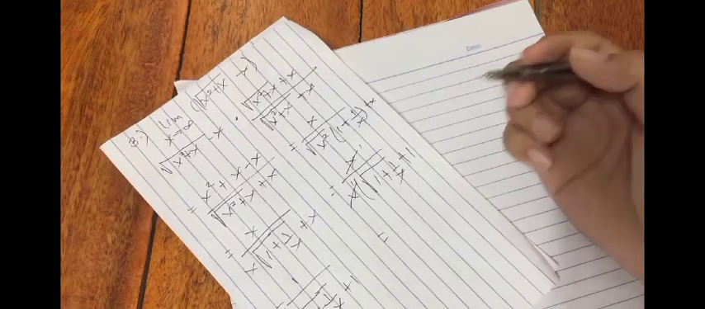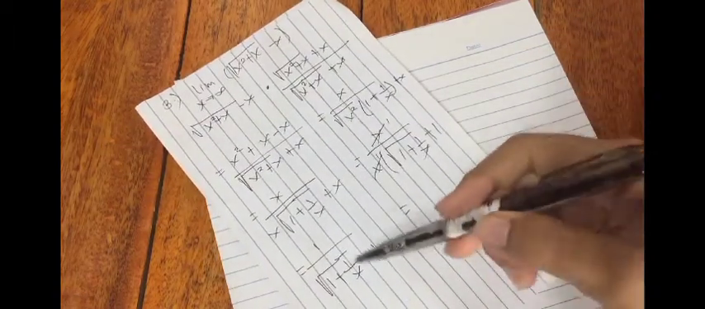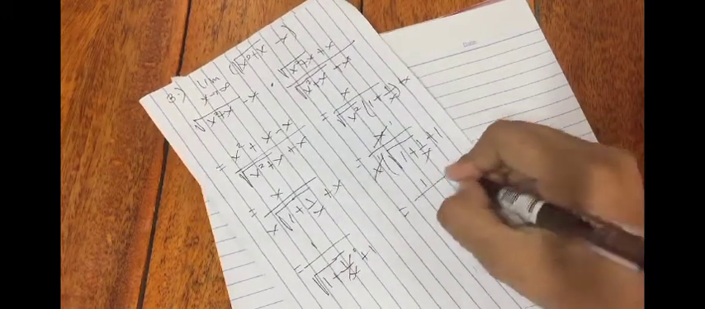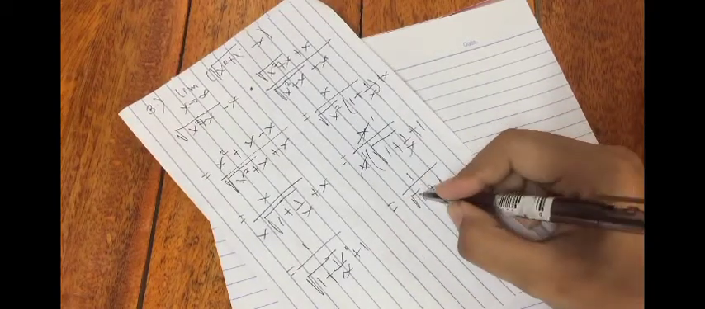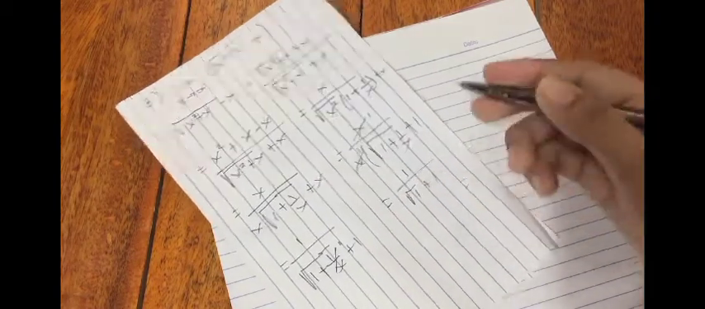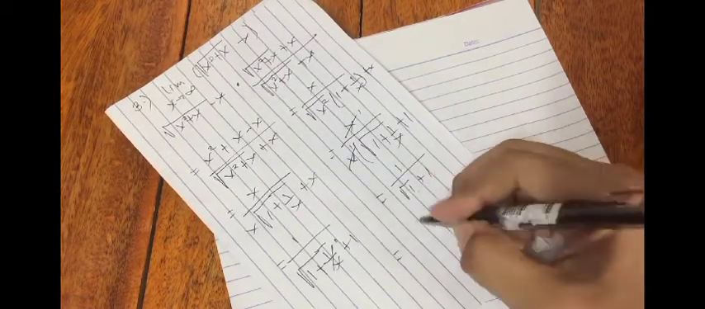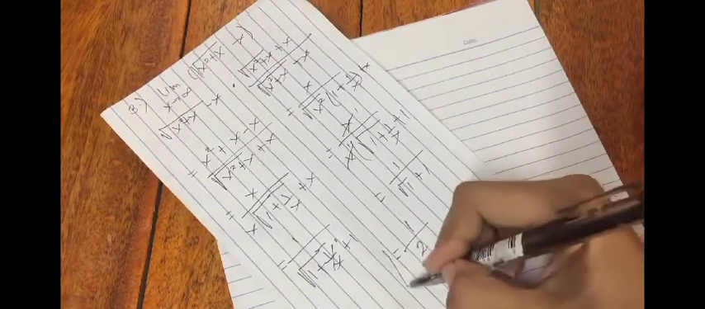Dahil gagamitin na natin dito yung special theorem, kaya magiging 0 na lang to. So, 1 over square root of 1 plus 1. Alam naman natin yung square root of 1 is equals to 1. So, magiging 1 plus 1 equals 1 over 2. And that is our final answer.